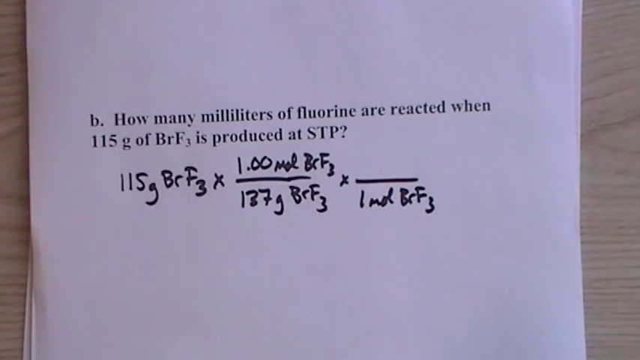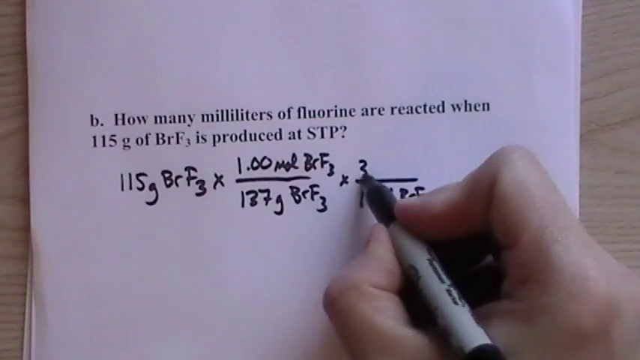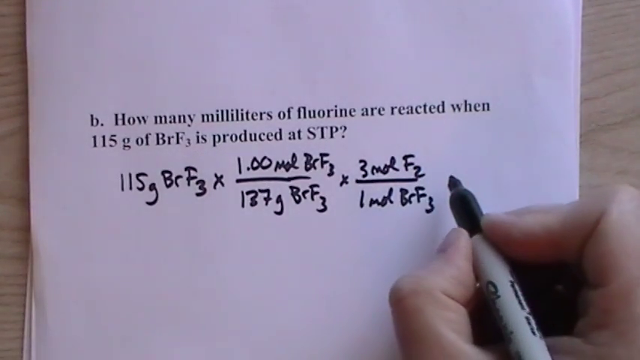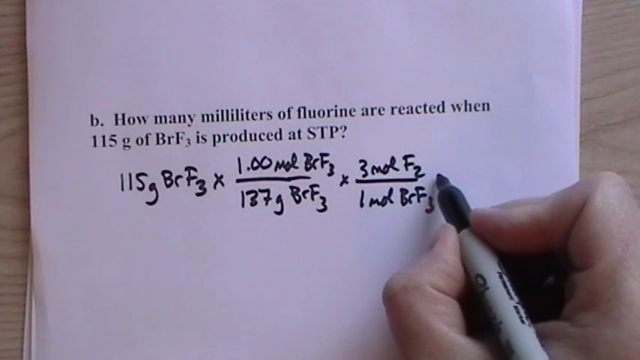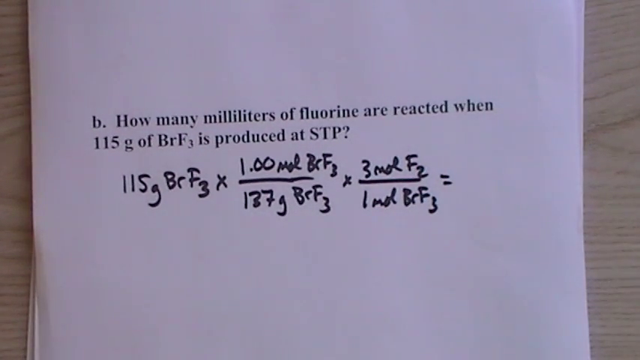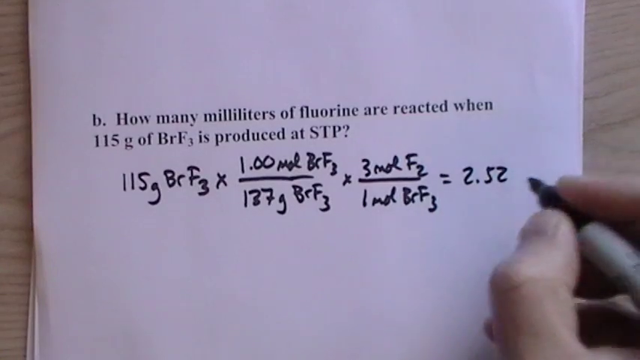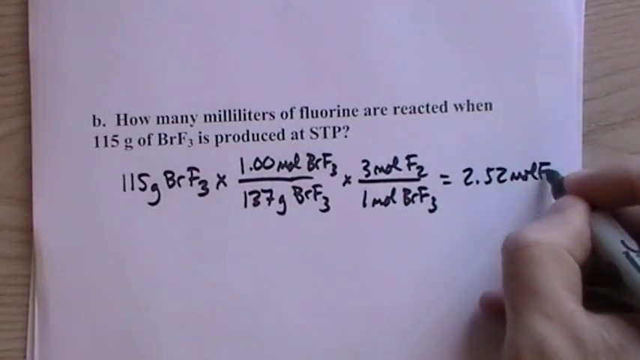We have 1 mole of bromine trifluoride. What do we want? Fluorine. It is produced when 3 moles of fluorine react. And so we have moles of fluorine: 115 divided by 137 times 3. So 2.52 moles.